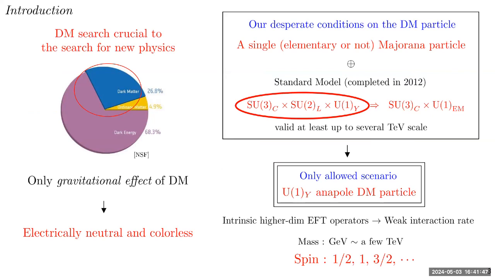What I want to emphasize is that, according to the observation, dark matter occupies about 27% of the universe. So if we can identify the dark matter, it would be crucial for identifying new physics. By the way, as you saw before, all the observations of dark matter provide very little information. Up to now, all we know is the gravitational effect of dark matter.